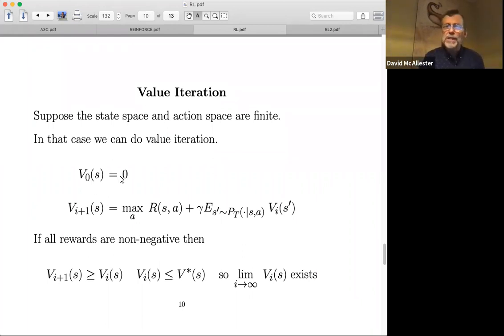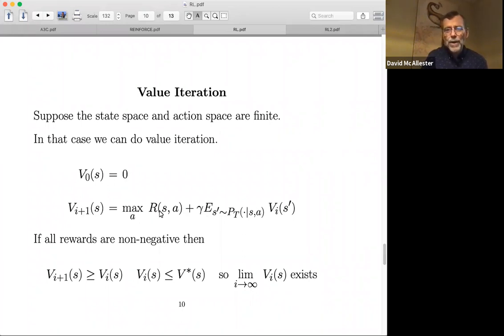I'm going to initialize a value function. Remember, a value function is a function of states, and I'm going to initialize that to be 0. Okay, so initially we'll say all states are worth nothing. But then I can define a next value function that assigns the value to state S, which is the max over actions of the immediate reward plus a discount of the expected future reward, where this is i plus 1. I should have made that in red, and this is i.